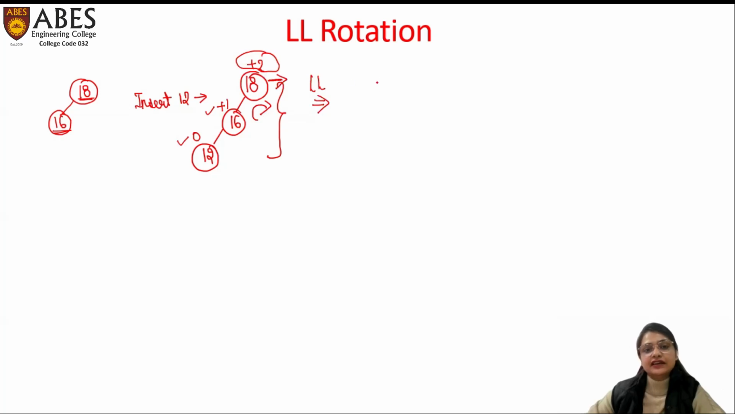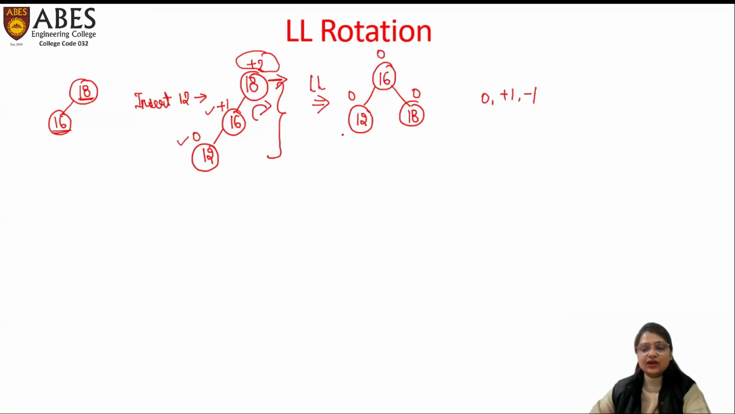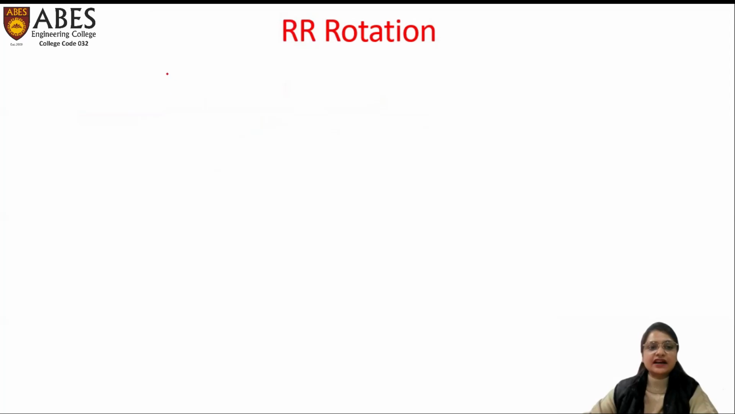After performing this single right rotation, our tree will look like this. 16 becomes the root, 18 will move towards the right child of 16, and 12 will be as it is. Now again I'll calculate the balance factor to see whether it is balanced now or not. We can see this tree has become balanced because all the values lie between -1, 0 and +1. So this type of rotation is known as LL rotation, in which we perform a single right operation. Okay. Now let's see another rotation, which is RR.